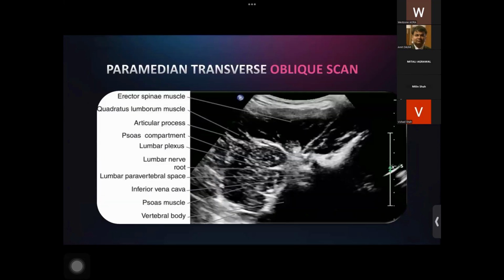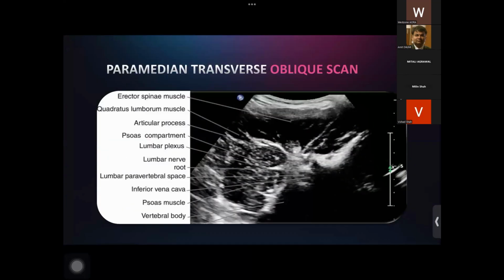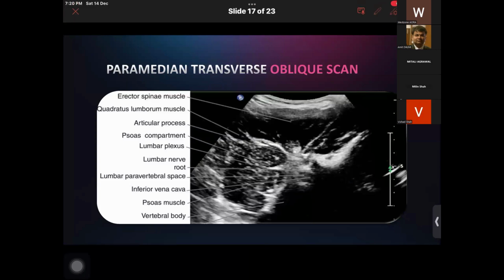This is the paramedian transverse oblique scan. Here the psoas muscle is shown on one side, mostly the anterior portion. The lumbar plexus again is seen as hyperechoic areas. You can see the inferior vena cava and the vertebral body as well. Here you can see the quadratus lumborum muscle also, some part of it above the psoas major muscle.